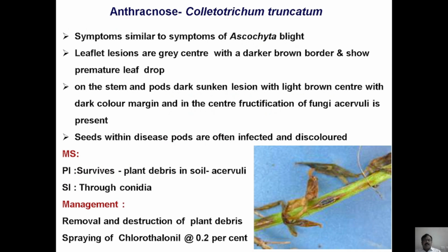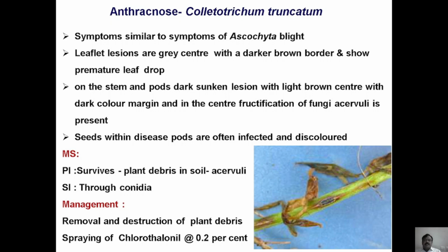Anthracnose, which is also a common disease in many vegetable crops. Here, the anthracnose of lentil is caused by Colletotrichum truncatum. The symptoms produced by this pathogen are similar to those of Ascochyta blight. The leaflet lesions have a grey center, dark brown margin, and black dots at the center. In the case of Ascochyta blight, those black dots represent pycnidia of the fungus, but in this case, the disease caused by Colletotrichum, these black dots represent acervuli of the fungus.